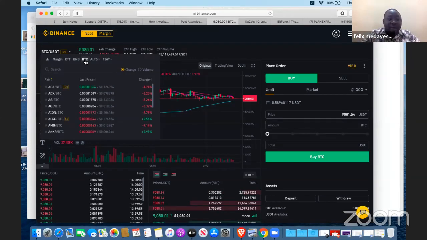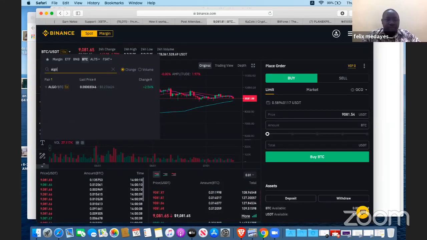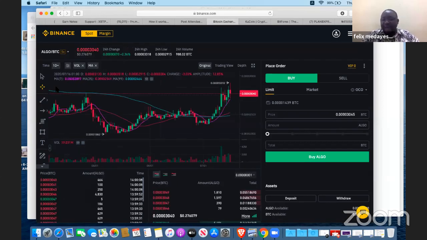So as you click on BTC, I'm going to the BTC market, then search the name of the coin you want to buy. Let's say I want to buy Algorand. I want to buy Algo. So click and type the name of the coin in the search button. That's step 6. Then select the coin. You have typed the name of the coin, select the name of the coin.